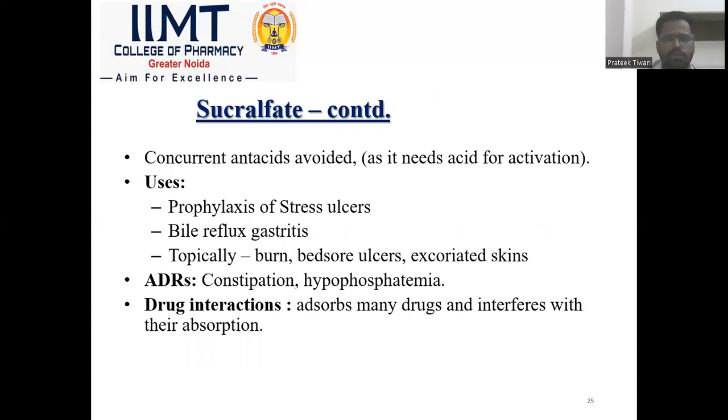It is used in bile reflux gastritis and prophylaxis of stress ulcer. Adverse effects are constipation and hypophosphatemia. It also adsorbs many drugs and interferes with their absorption.